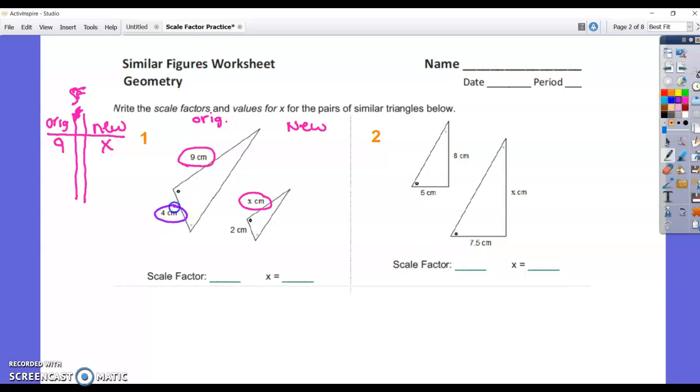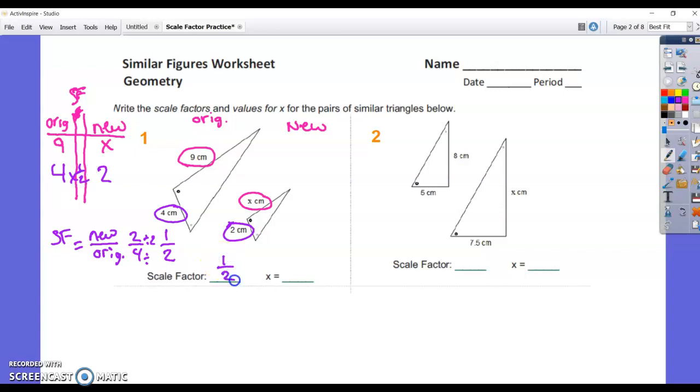And then the 4 in the original corresponded with the 2 in the new. Okay, so our scale factor is 4 times what gives me 2? I don't know, so we are doing the new divided by the original, which would be 2 divided by 4. 2 will go into 2 once, and 2 will go into 4 twice. So I'm multiplying times 1/2. So that is our scale factor.